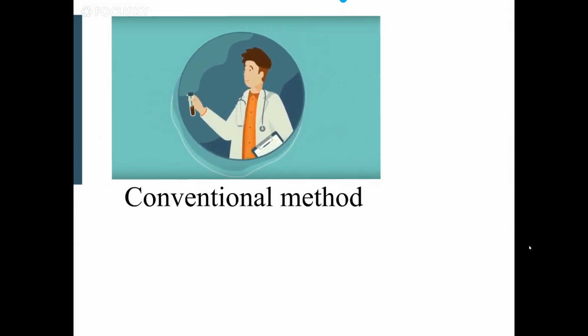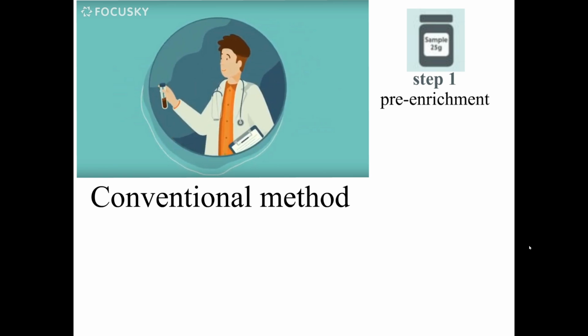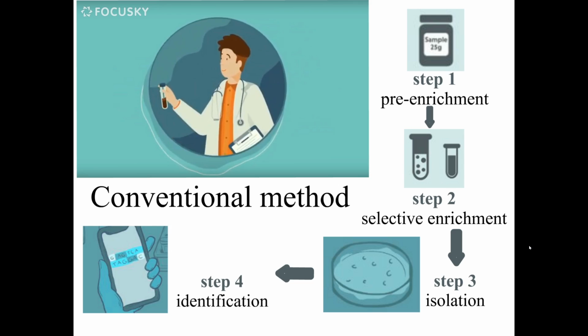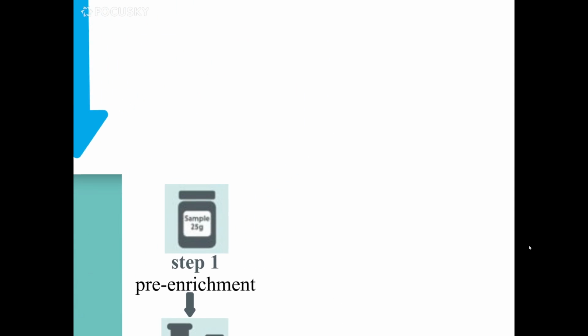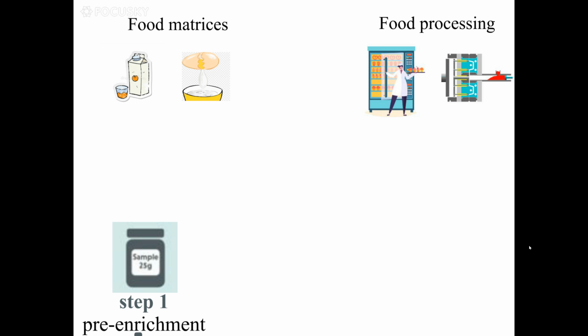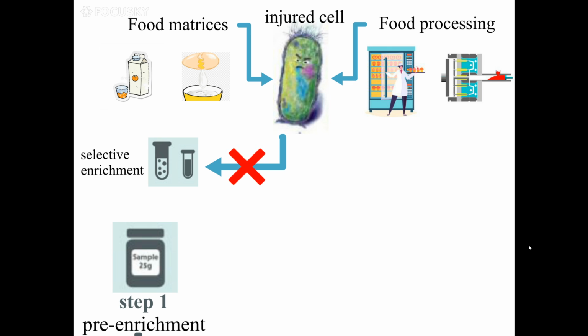The conventional method could be separated into 4 steps: pre-enrichment, selective enrichment, isolation, and identification. Remember, food matrices sometimes could be very stressful to bacteria. For example, low pH of juice and limited iron access in egg white. Food processing could also result in injured cells. For instance, heat treatment, high-pressure process. Those injured bacteria will not survive well in harsh selective media.